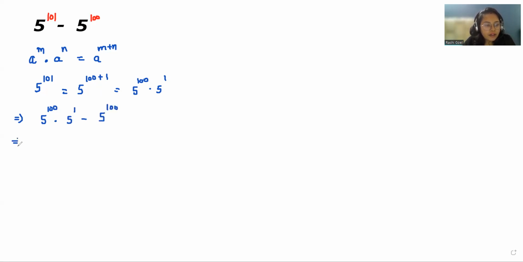Now I can take 5 power 100 common. So what is left? 5 power 1 minus 1. So 5 power 100 times 5 power 1 is 5 and 5 minus 1 is 4. So our final answer is 4 times 5 power 100.